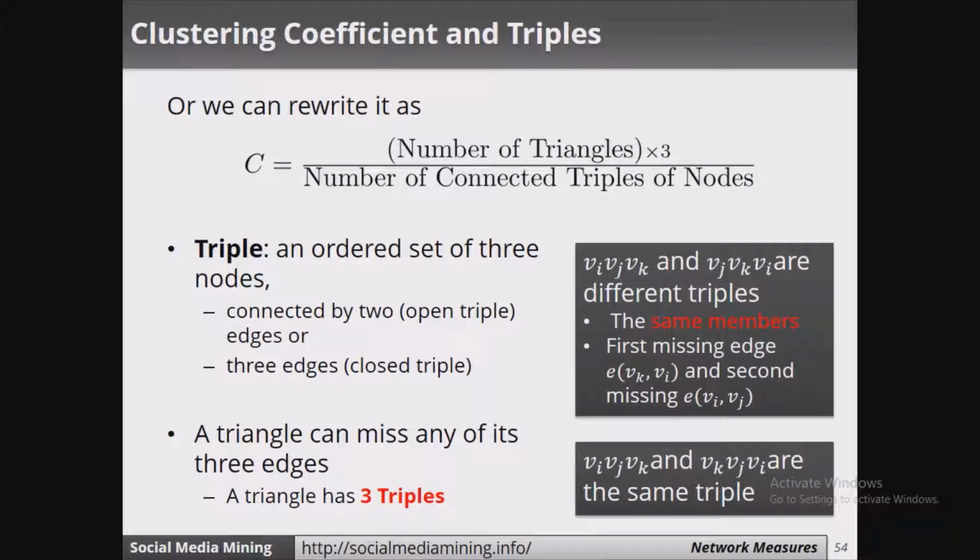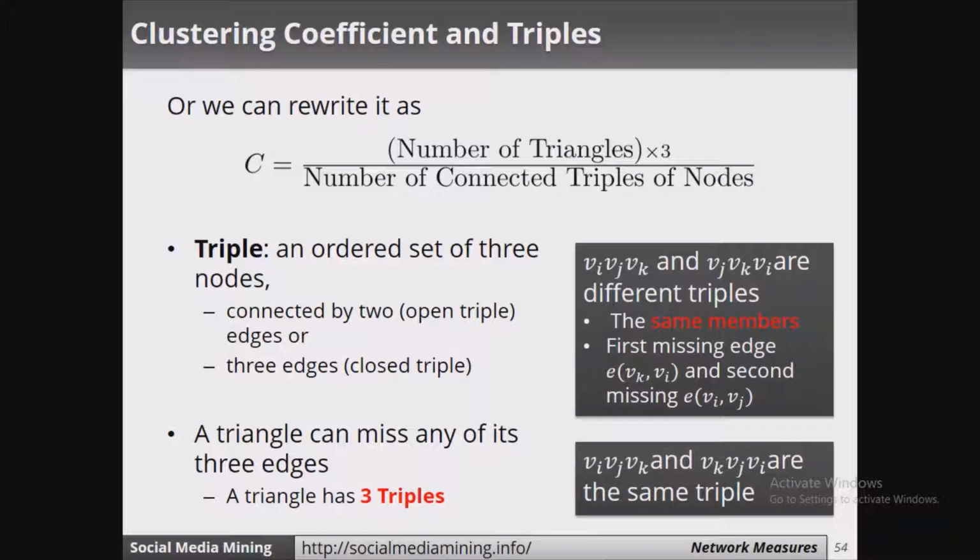So let's see why they are called different triples. If you look at the first triple Vi, Vj, Vk, it has edges from Vi to Vj and then Vj to Vk. So what is the missing edge here? The missing edge is between Vk and Vi. There is no edge between Vk and Vi.